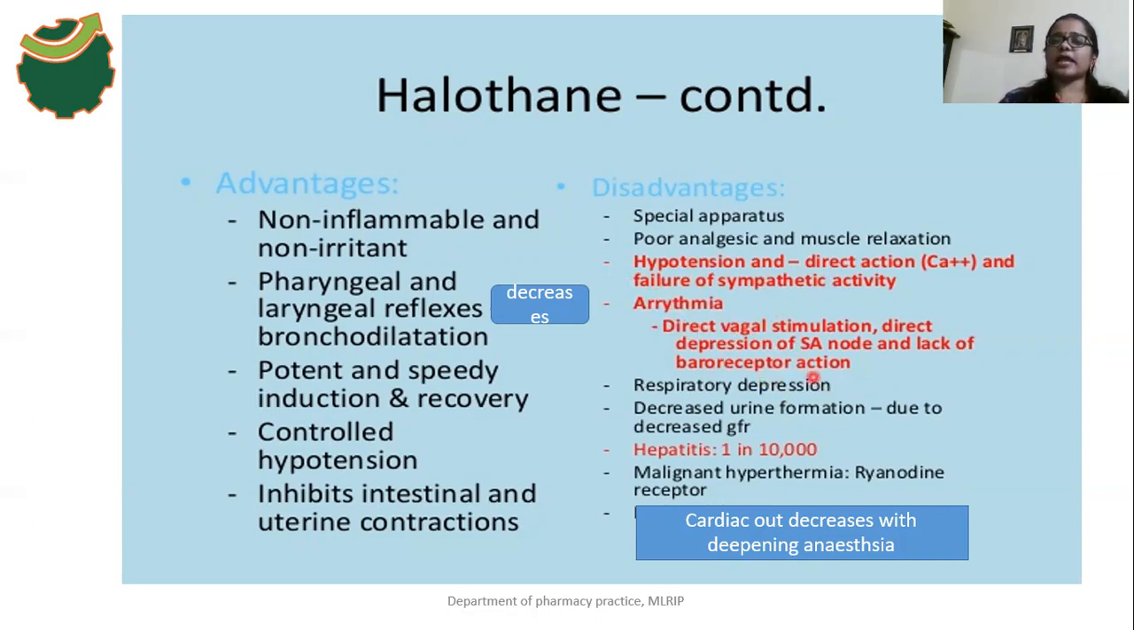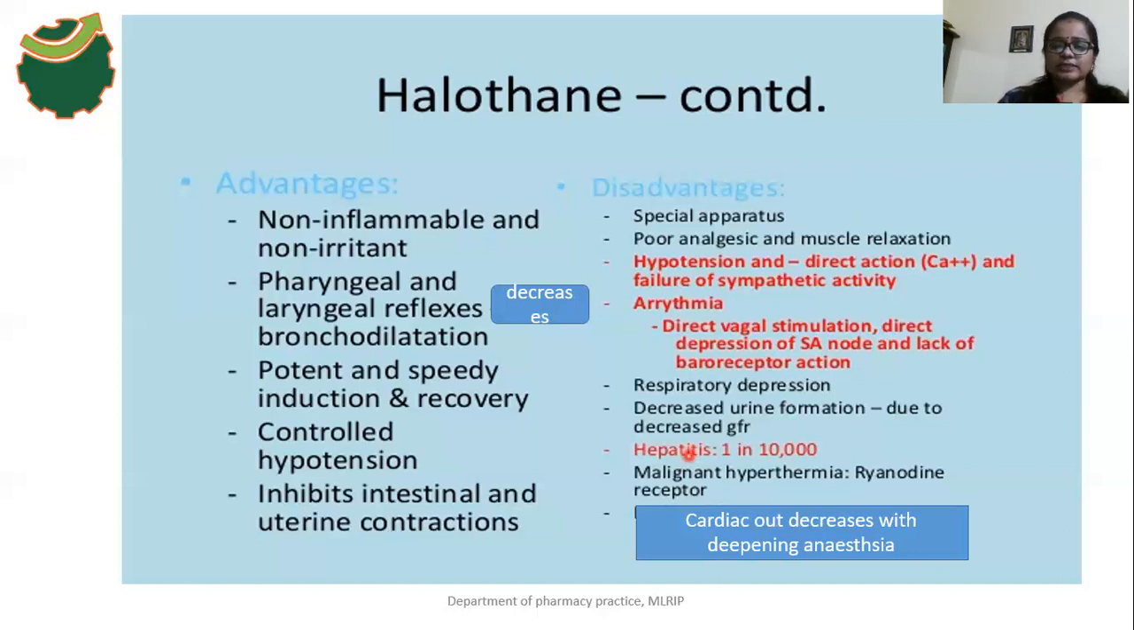So that's why hypotension occurs, arrhythmia also occurs, respiratory depression also occurs, and it decreases urine formation. Why does it decrease urine formation? Because halothane decreases the glomerular filtration rate. And it causes hepatitis, especially in 1 in 10,000 patients. Because 20% of this drug is metabolized in the body, and it produces toxic metabolites. So that's why hepatitis occurs.